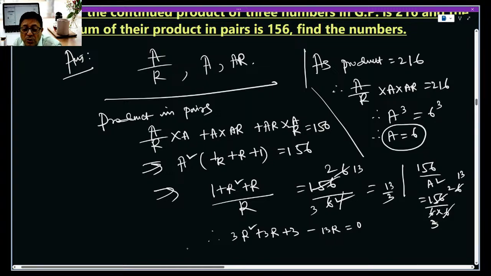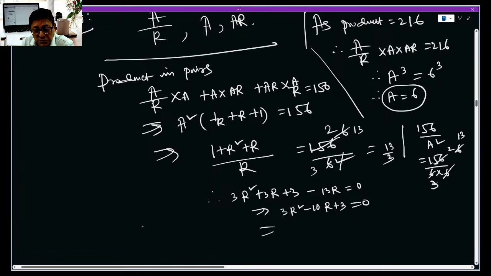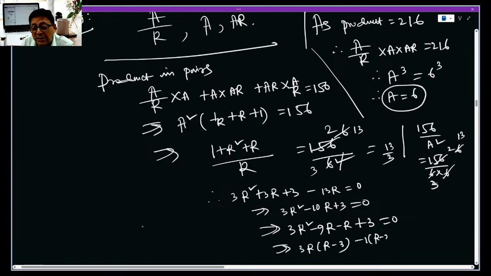From here, you have to solve the value of r. So this is going to be, you all understand? 3r square minus 10r plus 3 equal to 0. So this implies 3r square minus 9r minus r plus 3 is 0. (r minus 3) and (3r minus 1). I have taken common sums only.